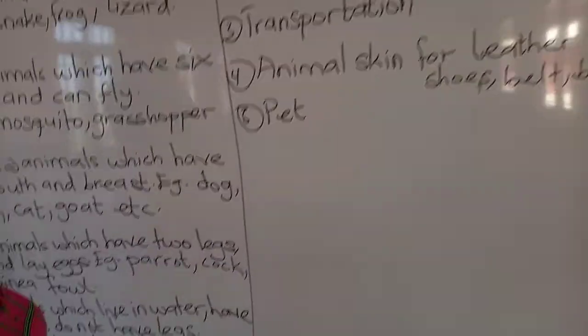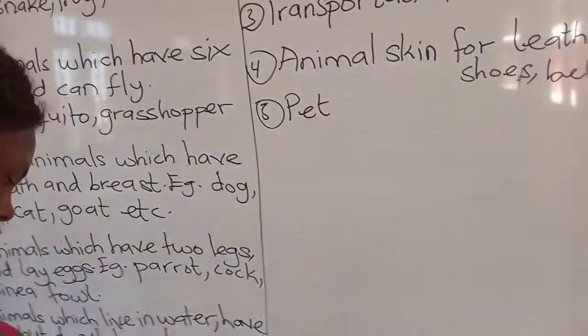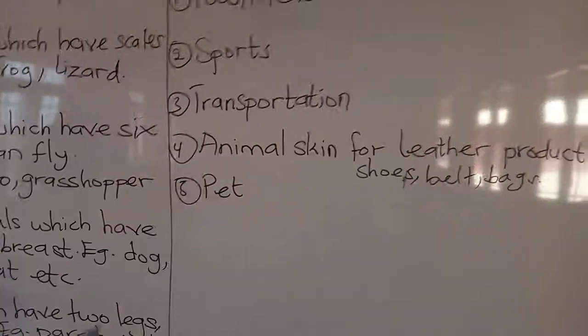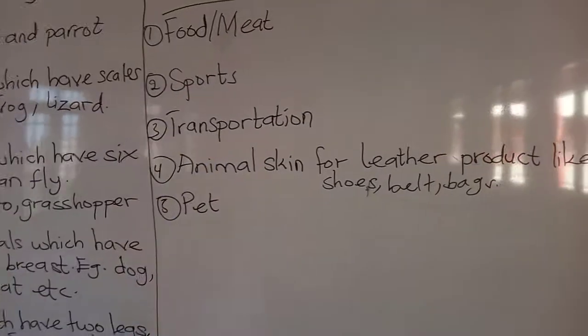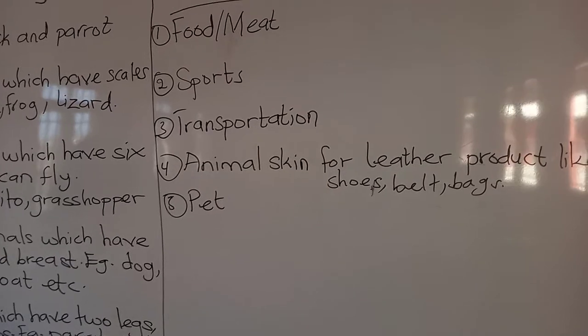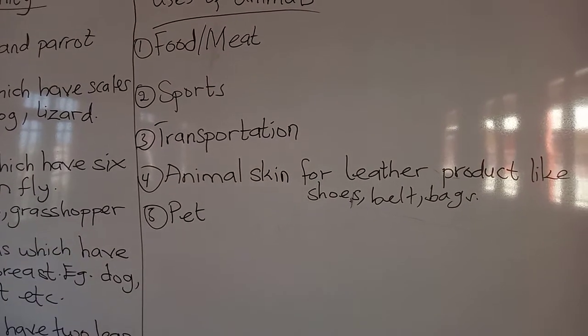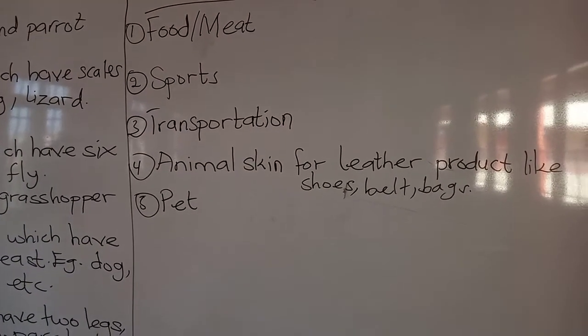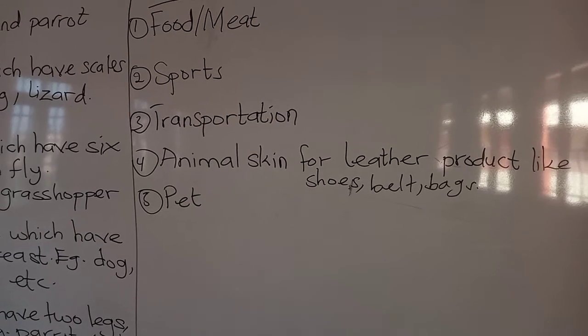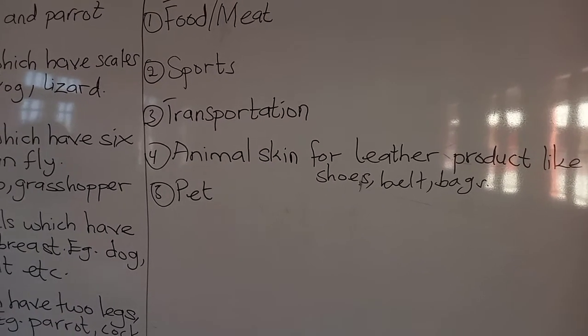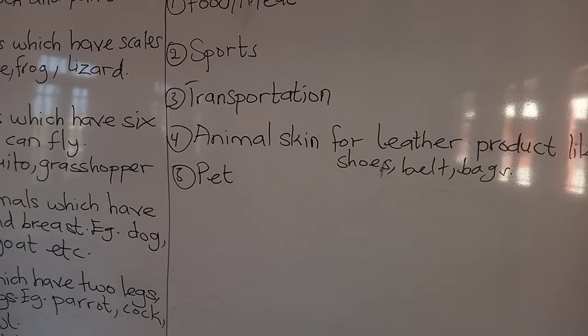And the last on our board is pets. Animals are used for pets, and we have some in our homes. We have the dog, which is used for security. We also have our cat, which we use as pets in our homes.